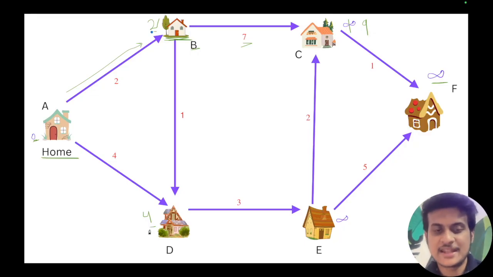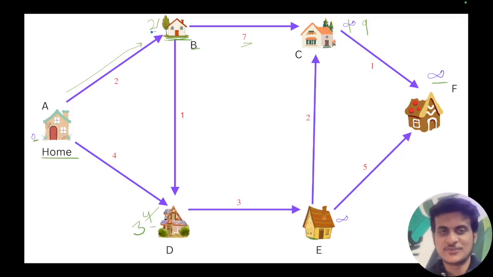Similarly, D has the value 4. But as you can see, through B, that is 2 plus 1, it will become 3. So 3 is less than 4. So we will update the value with 3.